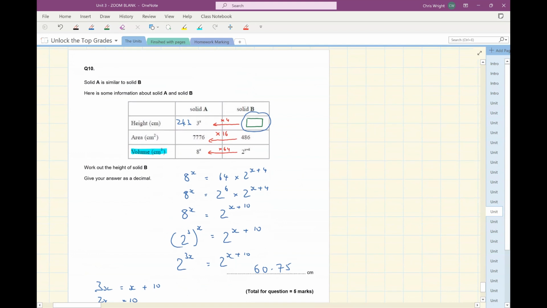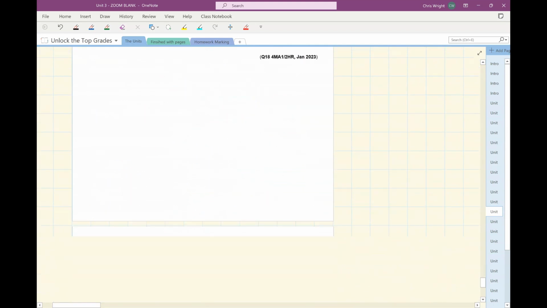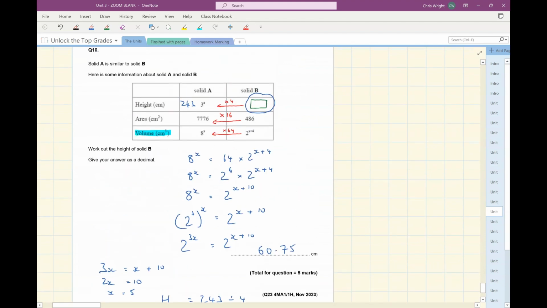And that is the end of those IGCSE questions on similarity. Oh, wait a minute, where is it? There it is, question 10.